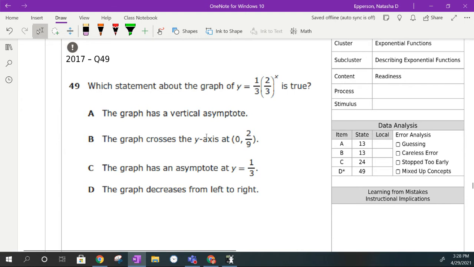out. Which statement is true? Vertical asymptote. We don't have vertical asymptotes. I mean, we technically do, but not in this situation.